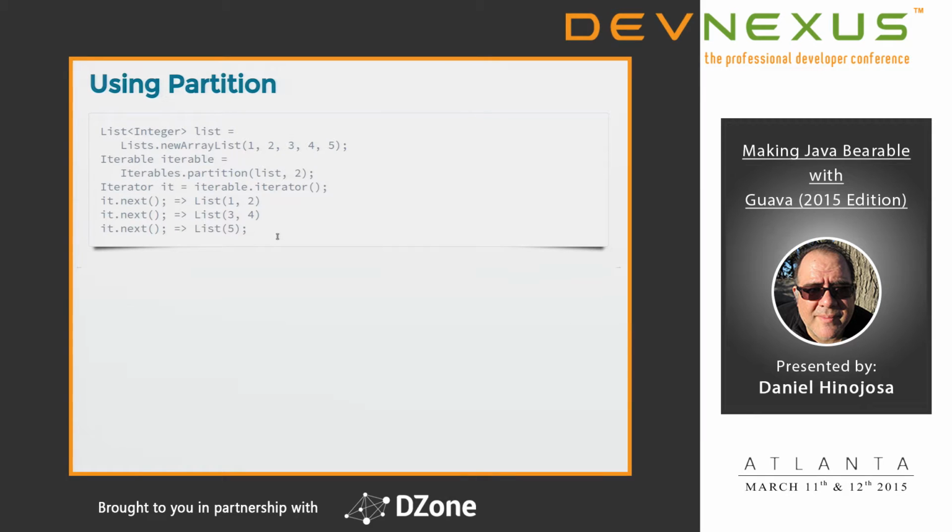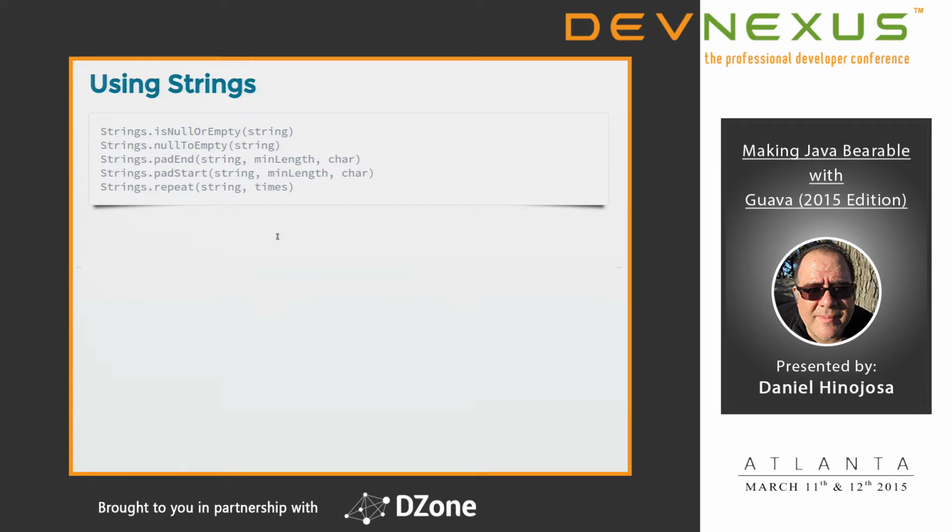Here's partition. Comes in handy. So if I have a list and I want to divide it all by 2, I just call iterables.partition, and that will do it all by 2. Or I could pad it. So if there's some extra space remaining, it'll just pad it with null.